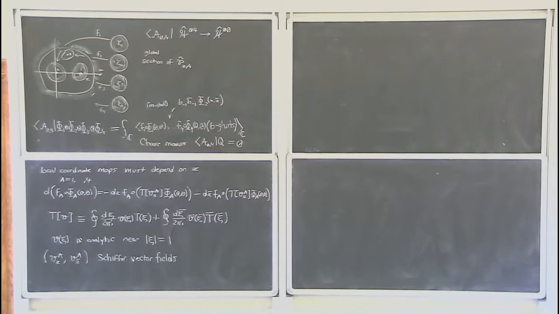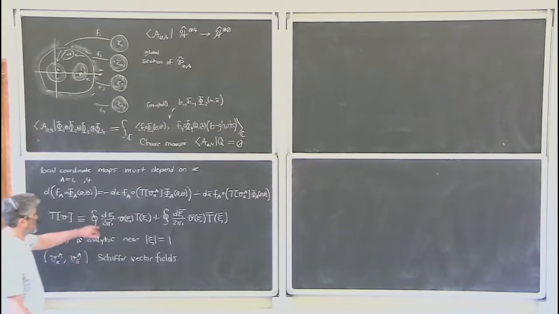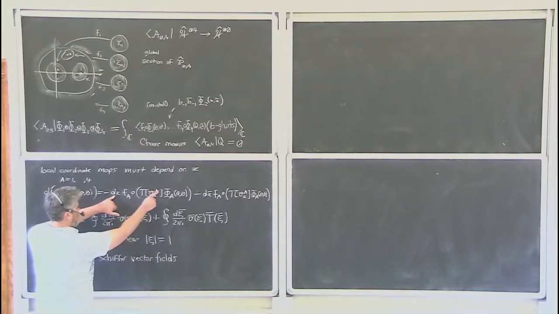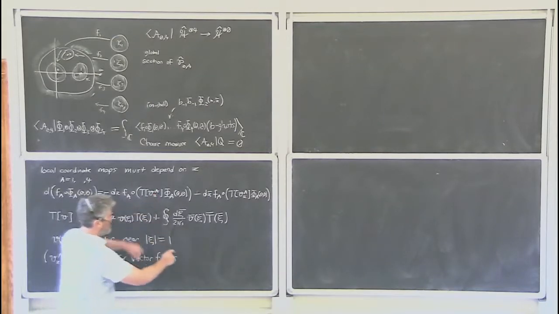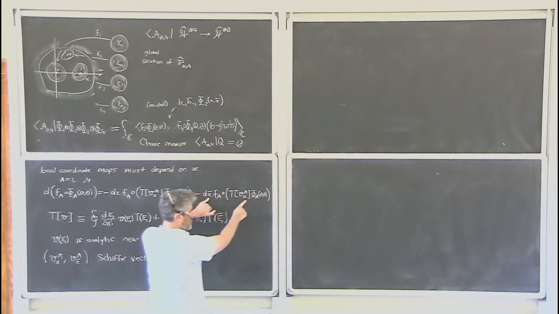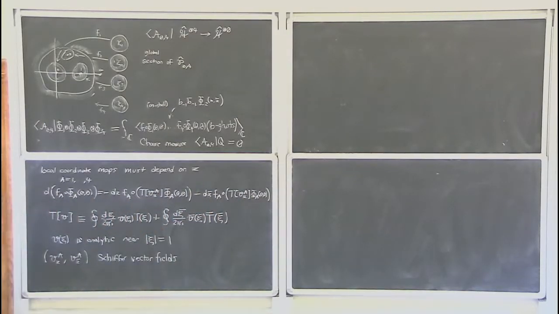So two comments. First, V of z bar and V of z are not complex conjugate to each other. So they're in principle totally independent fields. Another comment is that these vector fields are actually components of a one form in moduli space. You can see that this V_A z goes with dz, and this V_A z bar goes with dz bar. So really, these are components of a one form.